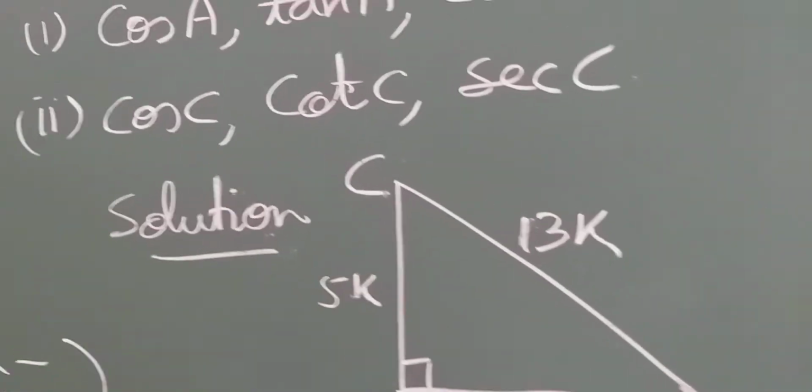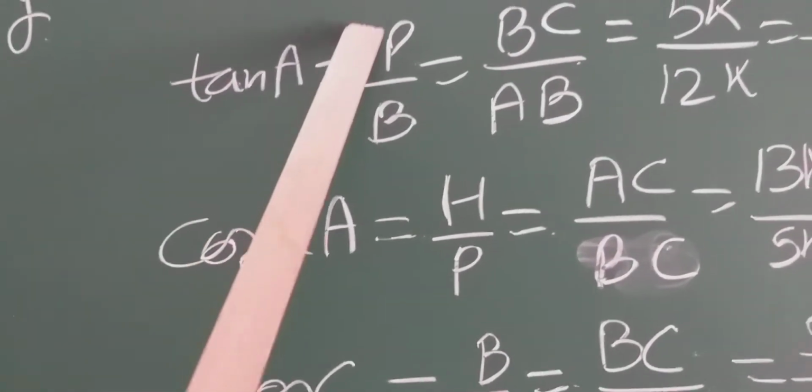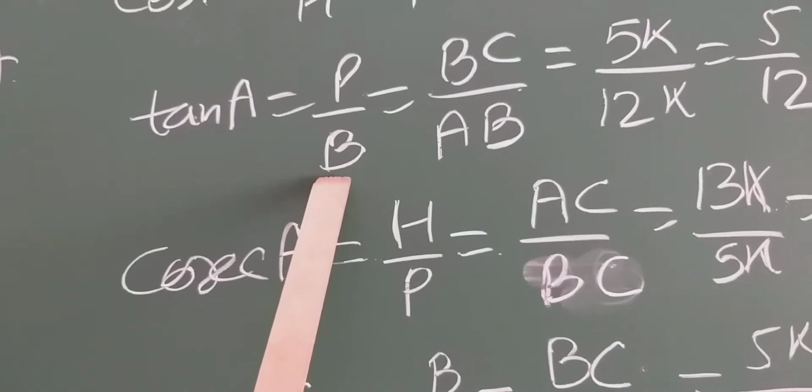Now student, we have to find tan A. So tan A equals P upon B, perpendicular upon base.